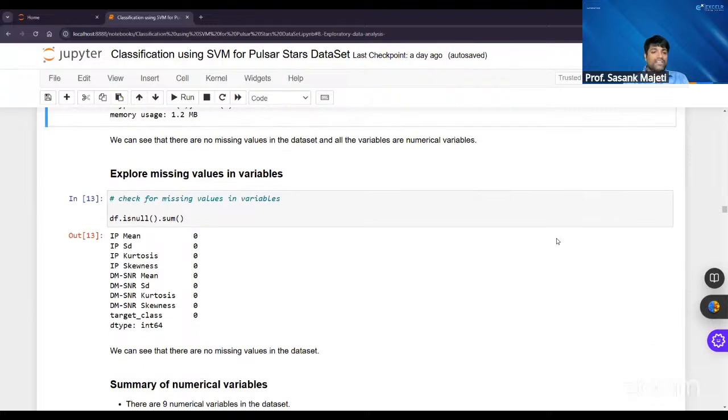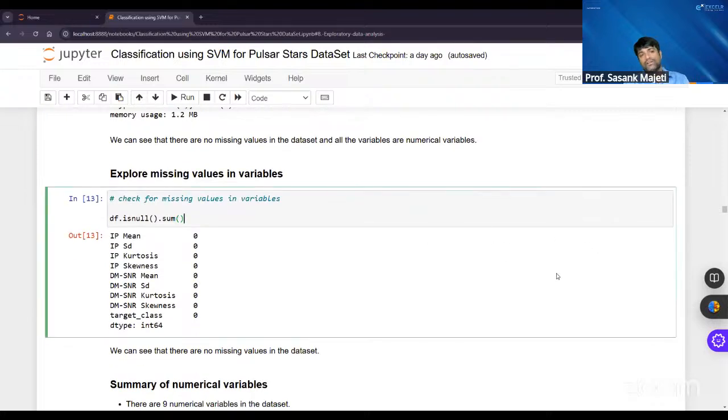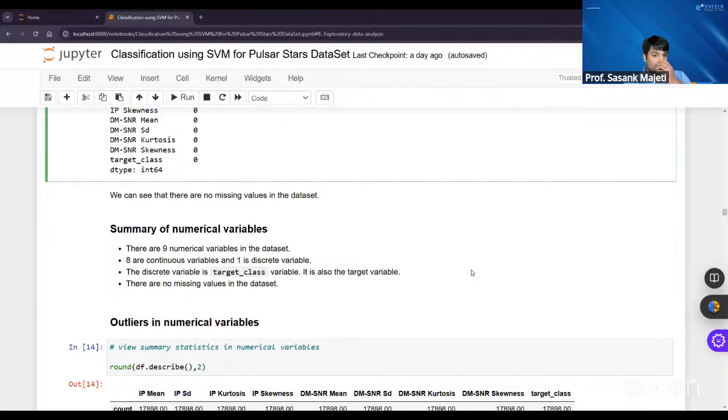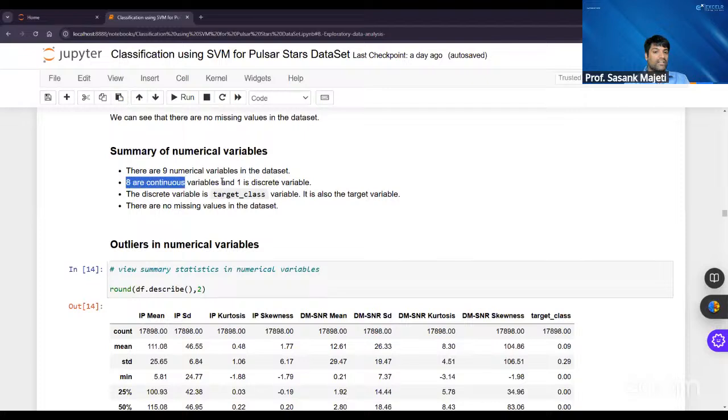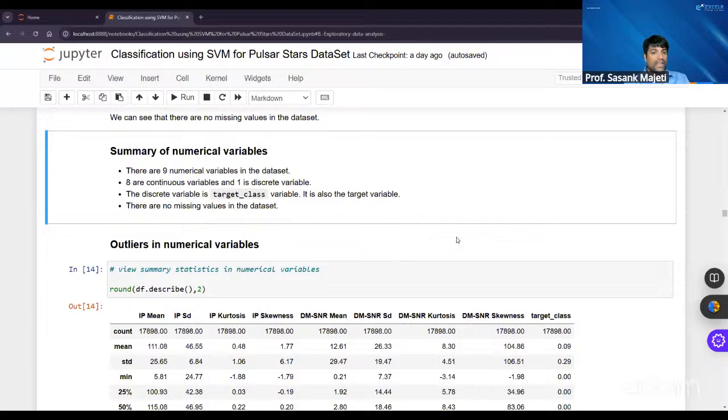Now let us go to the checking of the missing values. I think this one needs no explanation, because when we sum using the isNull function, we can see whether there are null values or not. So you can see that there are no null values, so there is no problem of that. And this is what I just told you as well: 8 are continuous and one is a discrete variable.